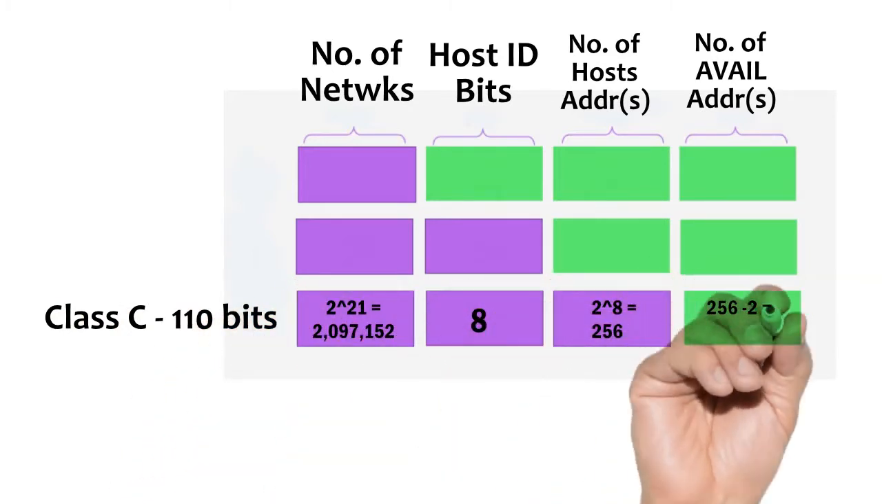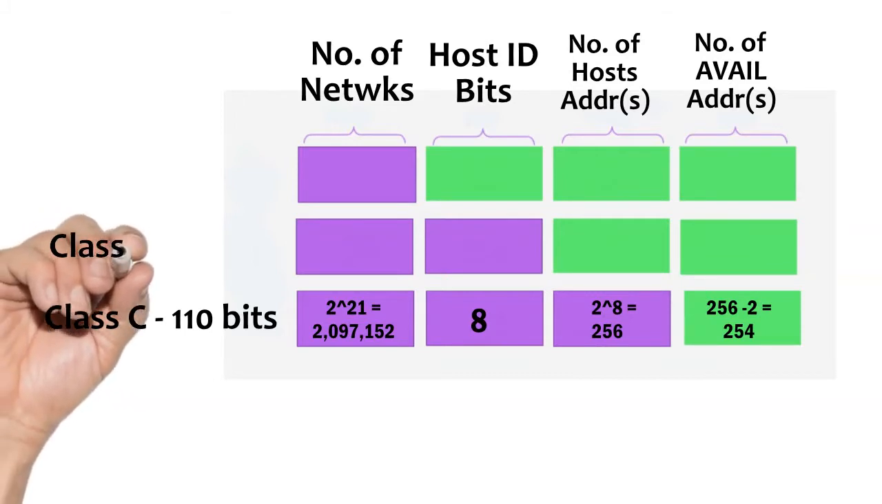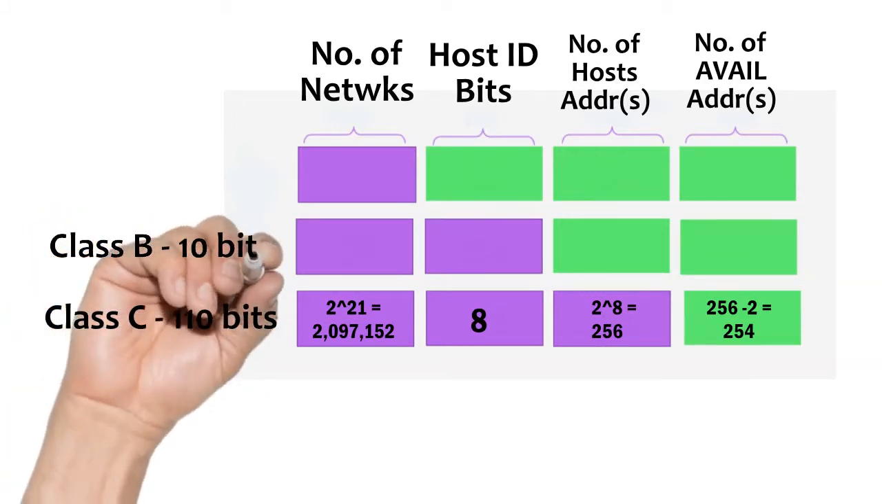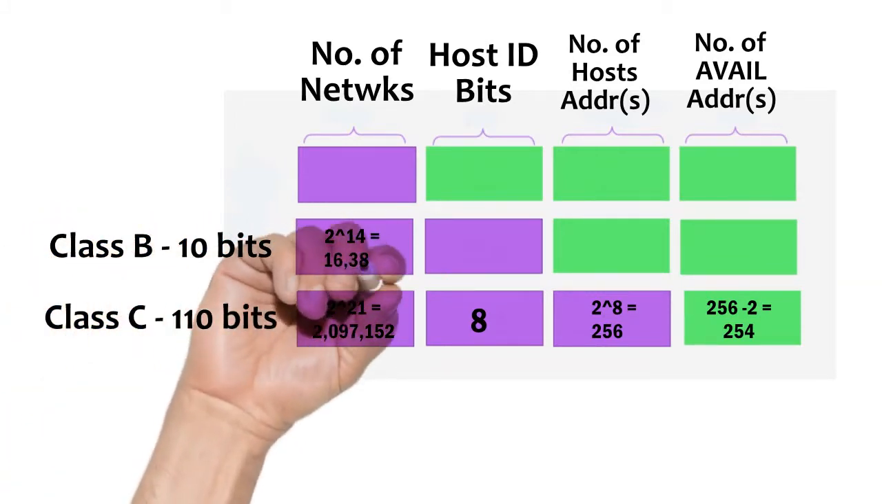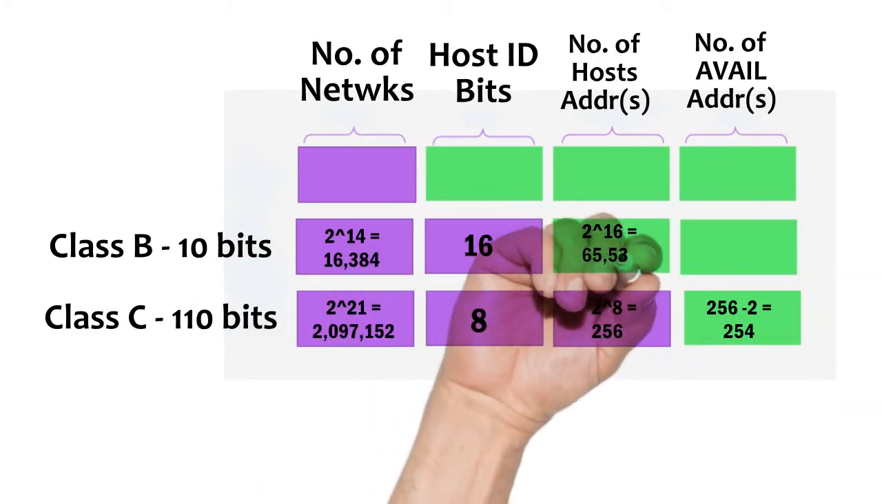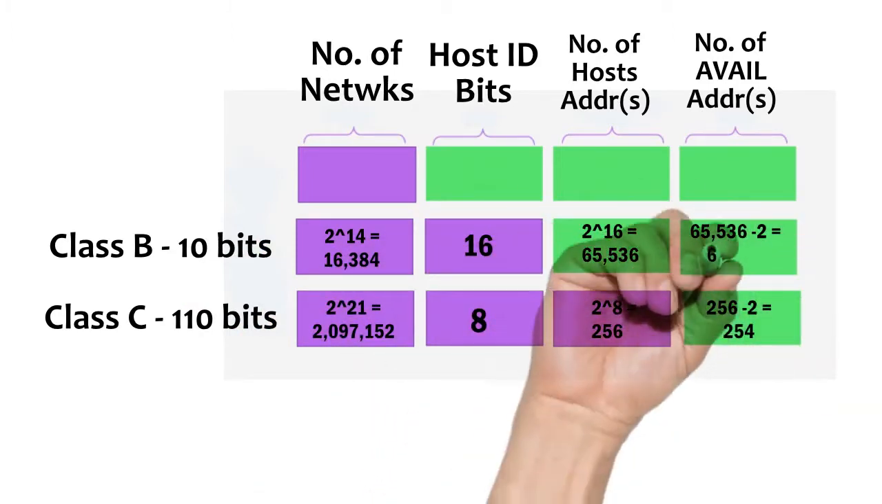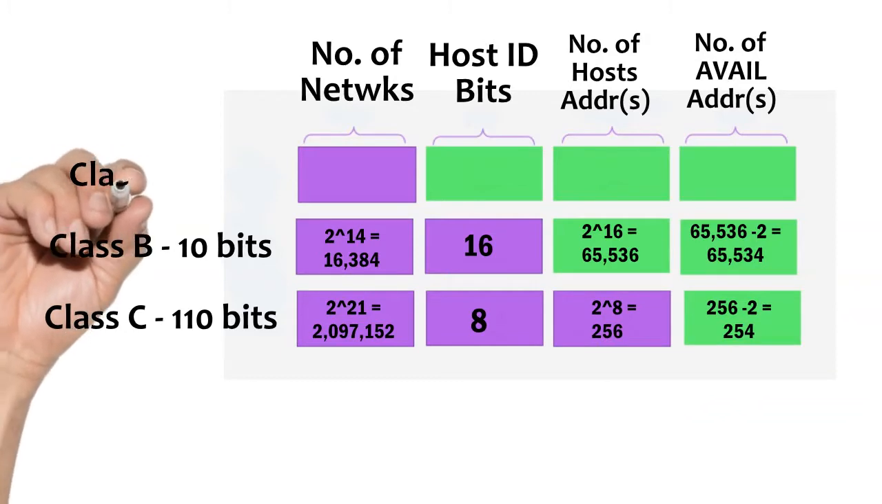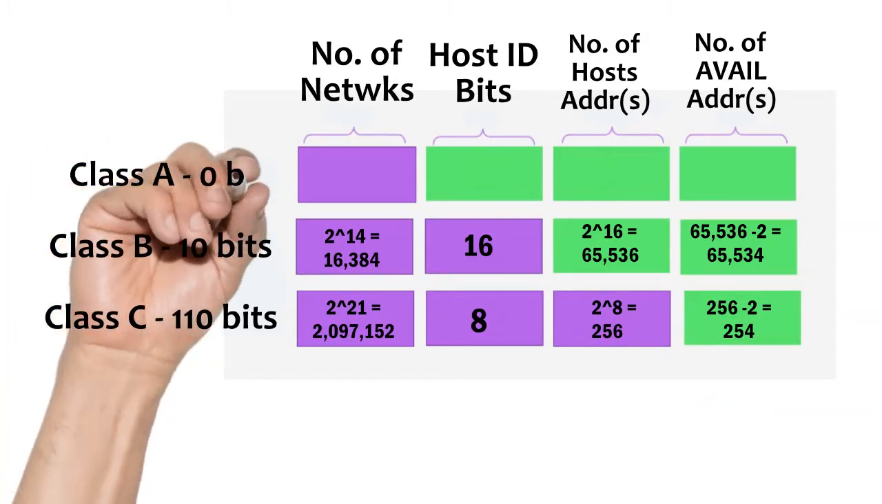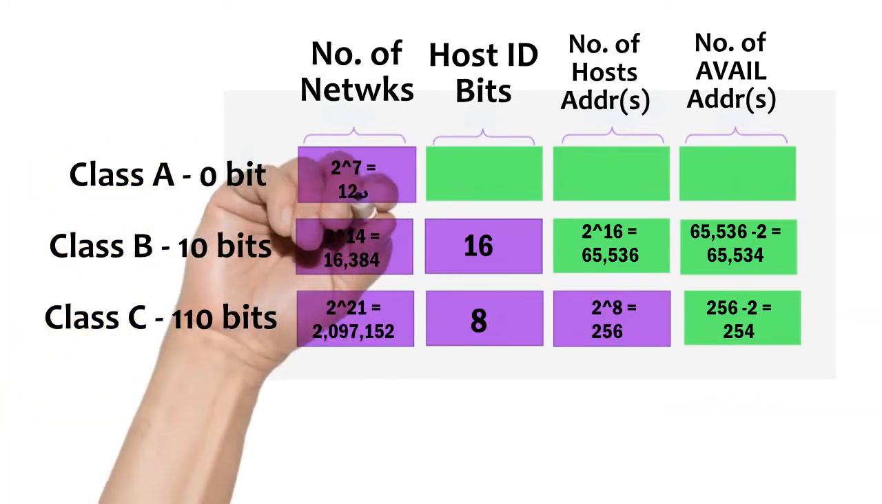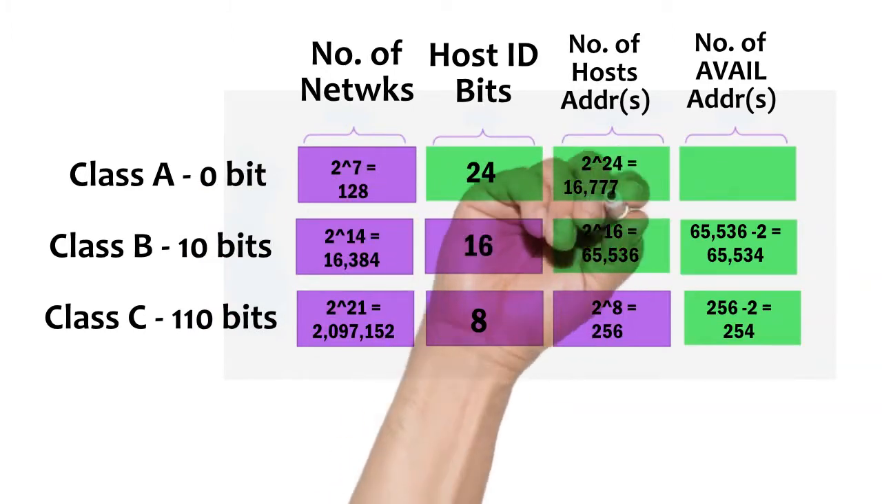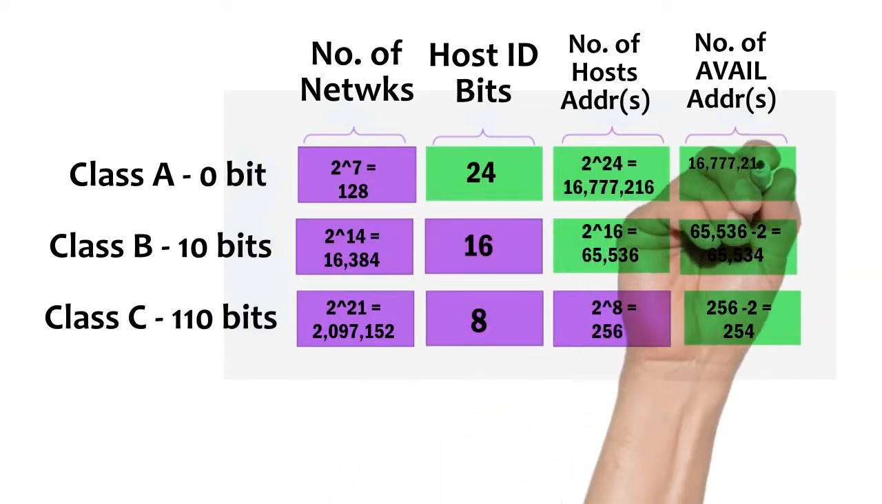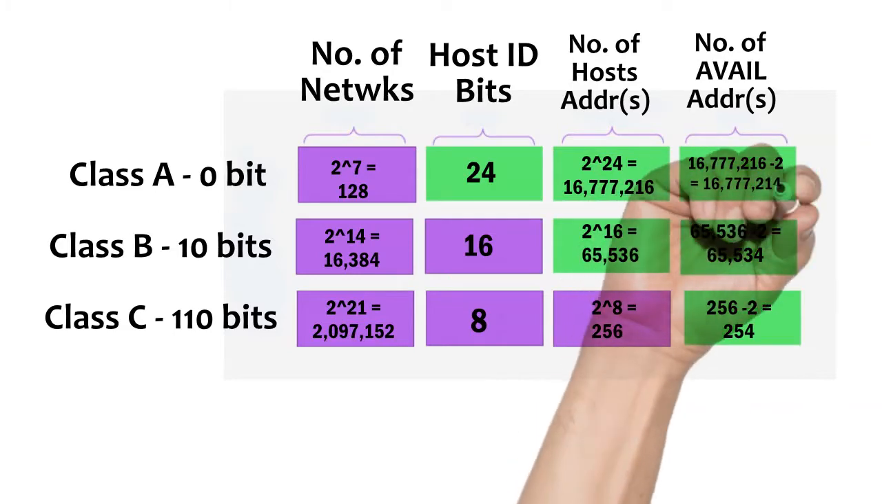Why 254 and not 256? Because that is the number available after you subtract the network address and the broadcast address already assigned to each subnet. Anyway, anything above 256 minus 2 addresses would no longer fall in the Class C, but rather the Class B license.